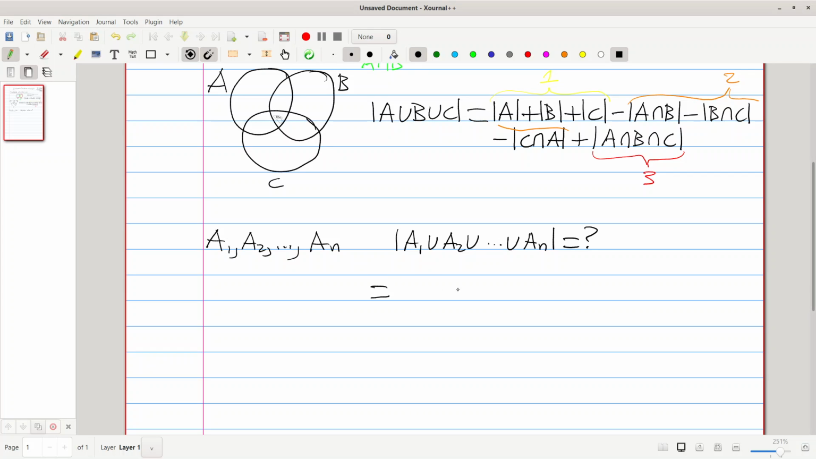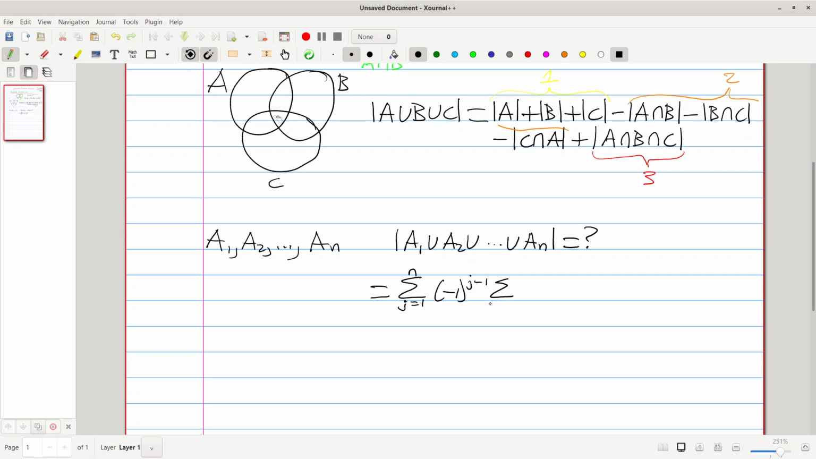This would be the sum from, let's say, j equals 1 to n, negative 1 to the j minus 1 times, let's see, the sum. So j is the number of sets we're taking at a time. So this goes from 1, 2, 3 up until n, and then we're summing over all combinations of j number of subsets at a time.